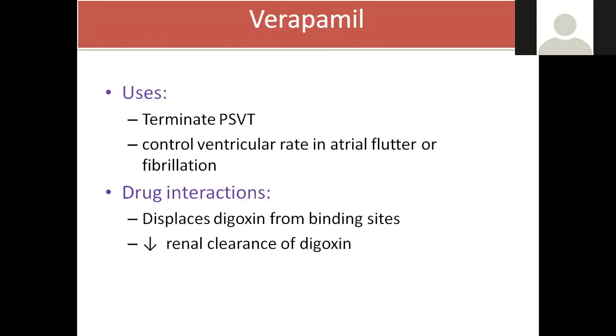If we talk about verapamil, it can terminate paroxysmal supraventricular tachyarrhythmia. It can control ventricular rate in atrial flutter or fibrillation. And if we talk about drug interaction of verapamil, it displaces digoxin from binding sites, and it decreases the renal clearance of digoxin.